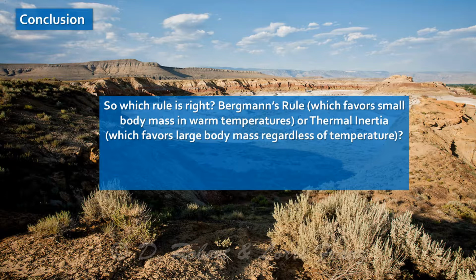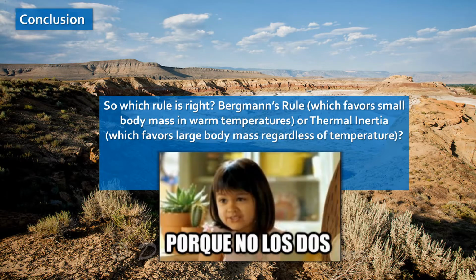Conclusion. So which rule is right? Bergmann's rule, which favors small body mass in warm temperatures, or thermal inertia, which favors large body mass regardless of temperature? Why not both? With such a stark difference in body size that we see in this study between the 3 species of Herecotherium, clearly all of them have seemed to work out their own ways of surviving the heat.